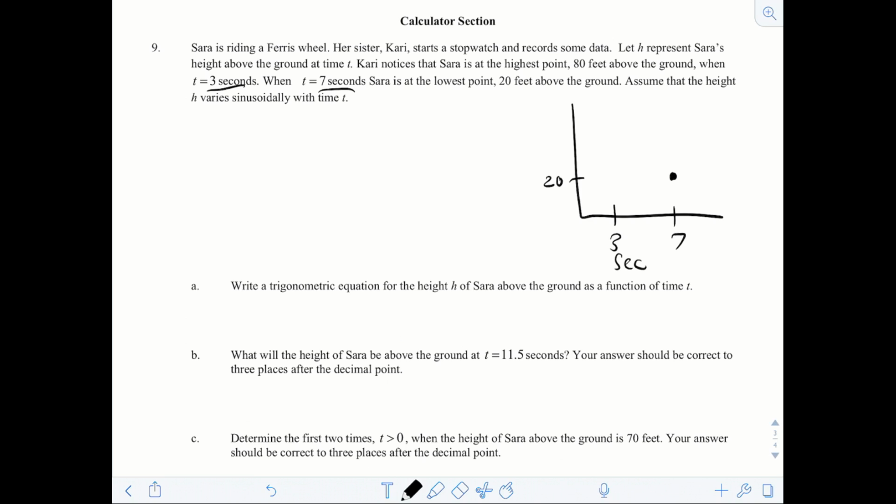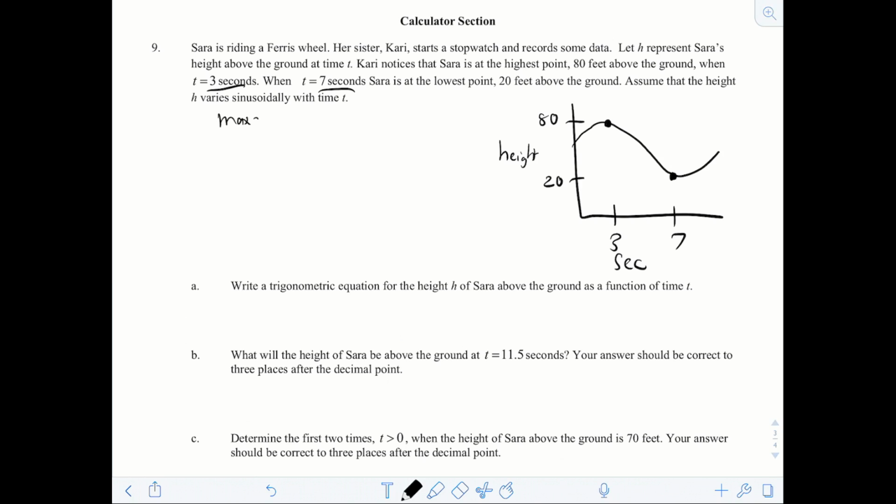By the way, time is usually the x-axis, while some type of height or distance away is going to be our y value. Now, the other highest point looks like it's going to be at 80, so 80 will go up here. I'll mark that at 3 seconds. When we're talking about a Ferris wheel, the height goes up and down as time goes on, and you end up getting some sort of sinusoidal curve. So we should get a curve that looks like this. To tell you the truth, that is all the information we technically need.